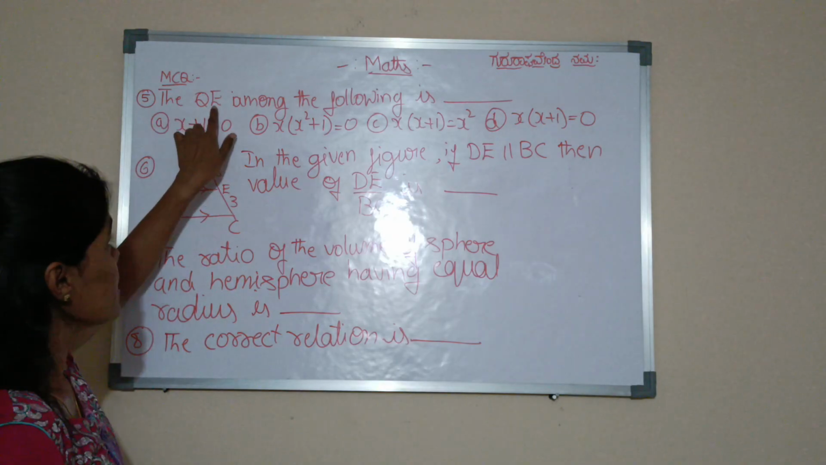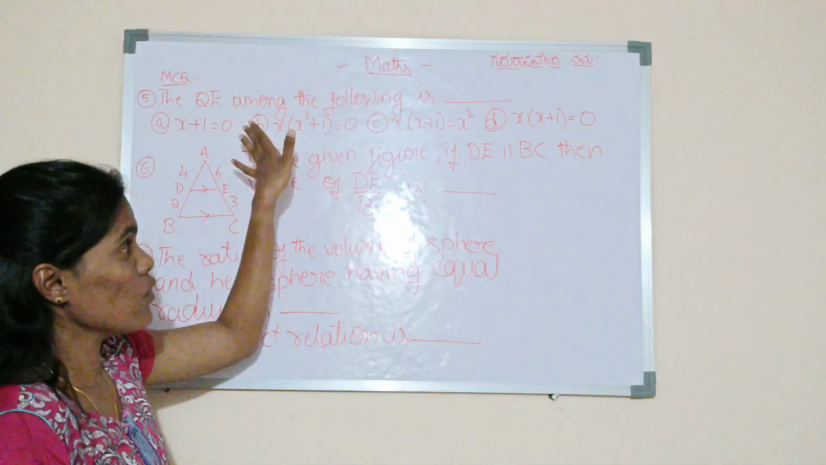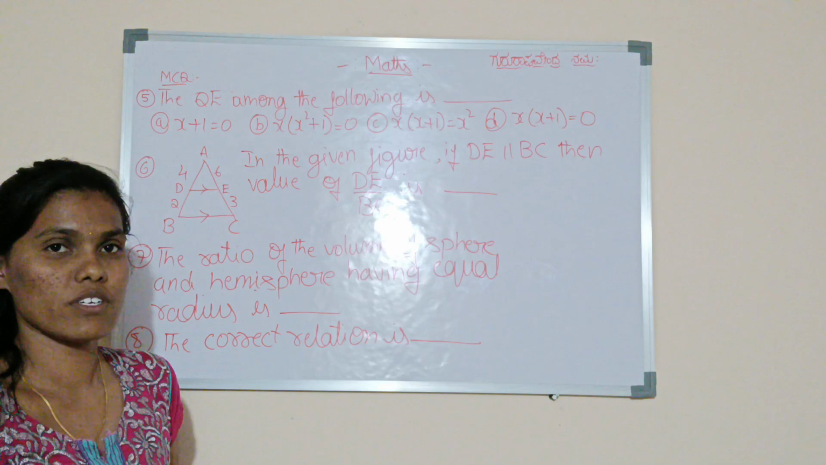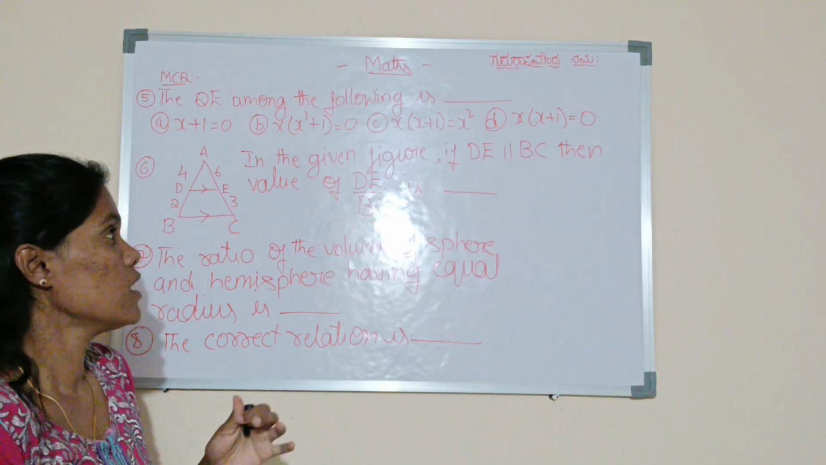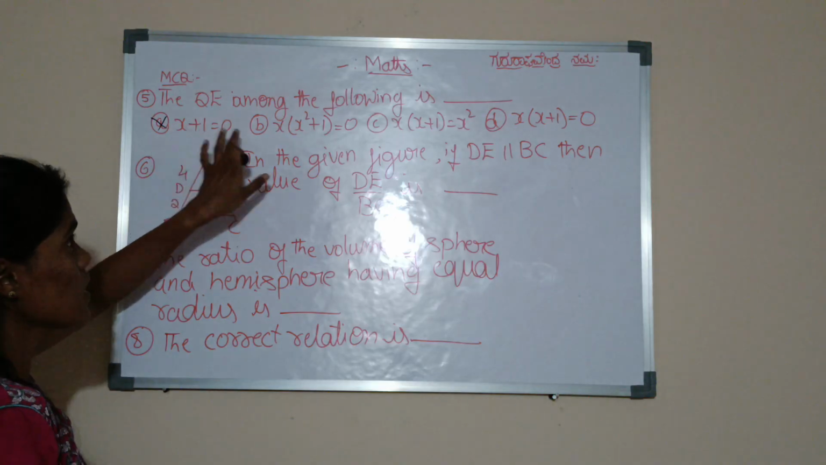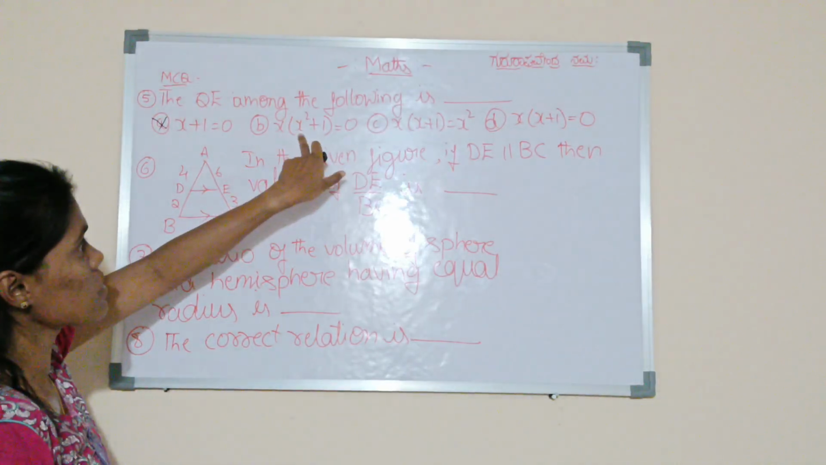Question. The quadratic equation among the following equations is. Here they given 4 equations. Which one will be quadratic equation? What do you mean by quadratic equation? Degree should be 2. Degree should be 2 means this one will not be possible. This one will be linear equation. If I multiply x inside the bracket, x into x square, x cube.